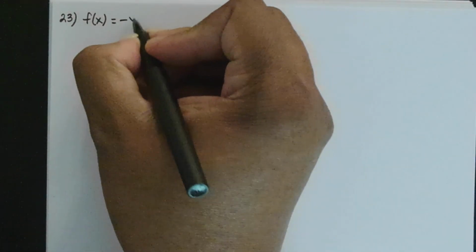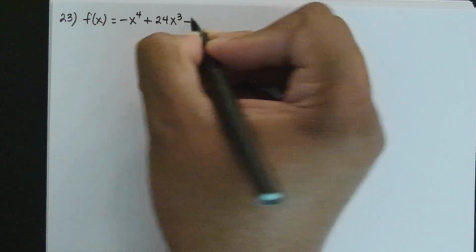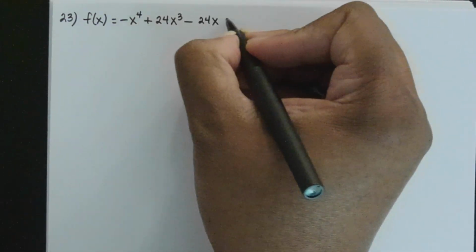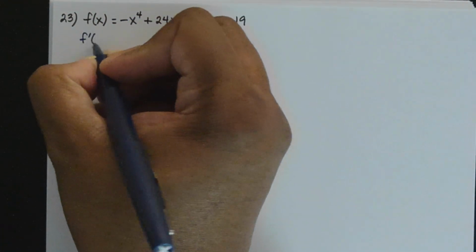All right, start with a brand new page. So here you've got f of x equals negative x to the fourth plus 24x cubed minus 24x plus 19. And with that, we need to find not only the first derivative, we also need to find the second derivative when we're dealing with concavity. So let's first find that first derivative.